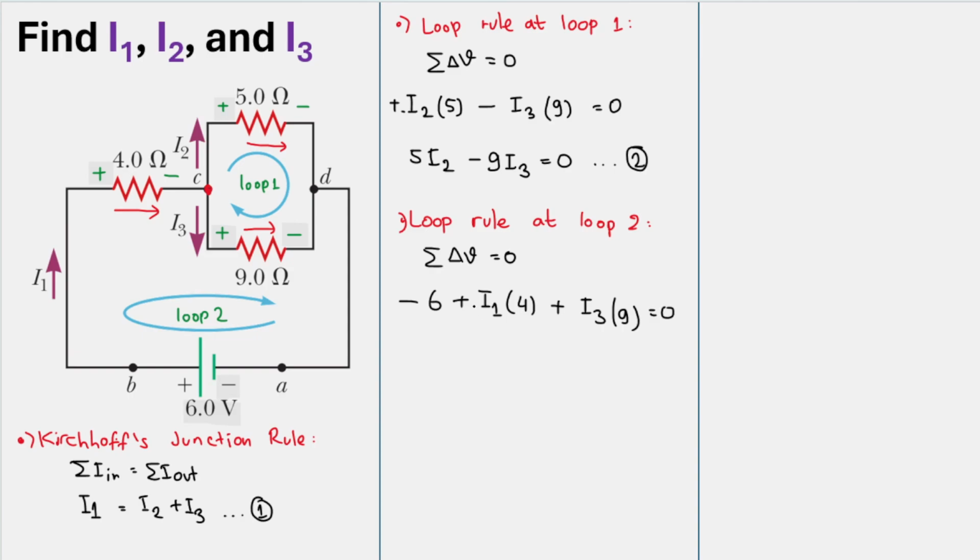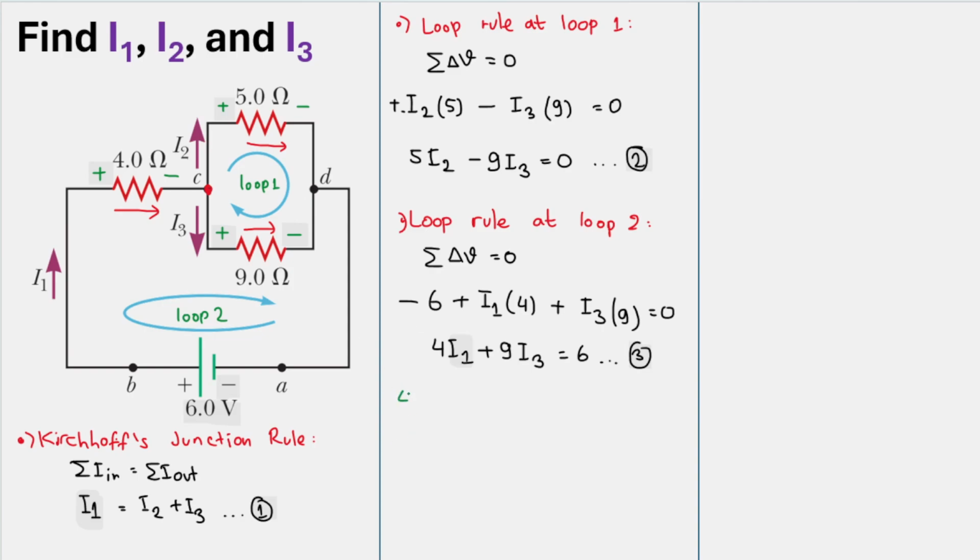Okay, let's rearrange this. So I will have 4I1, and then plus 9I3, and that will equal 6. And we will have this as equation number 3. Now we have 3 equations and 3 variables, right? 1, 2, and 3. I think we can plug this I1 into this one, right? So let's do exactly that.